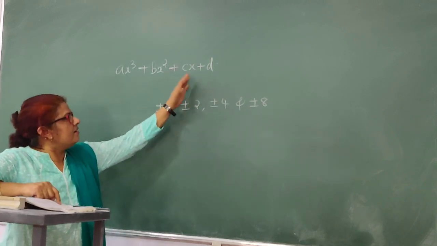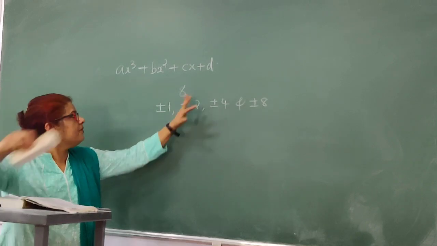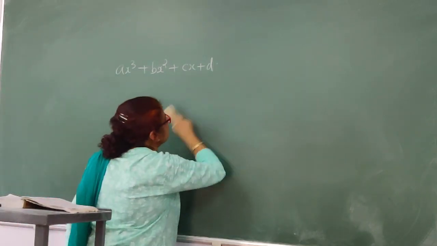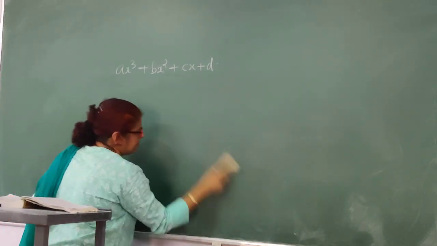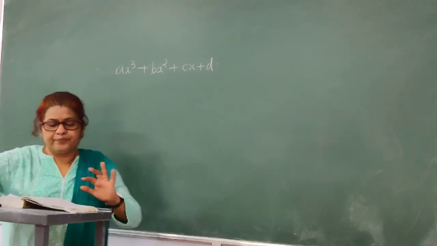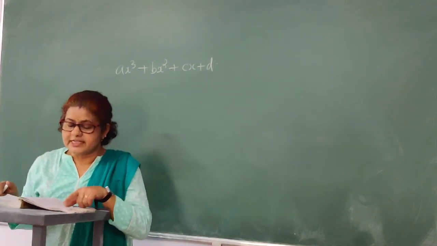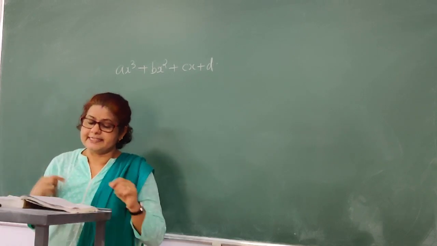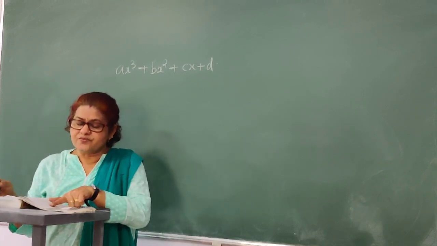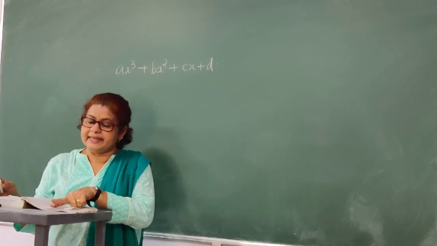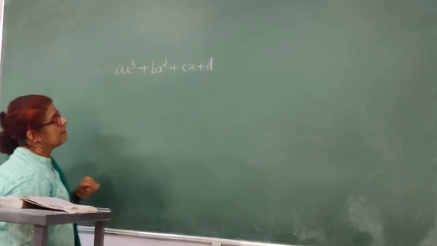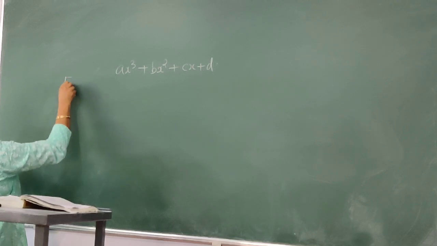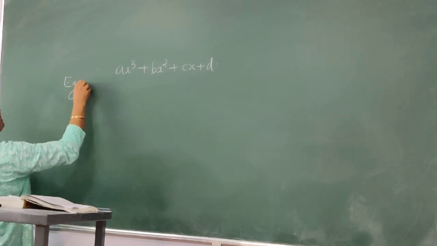Even this is not from the examination point of view. We will continue with the example questions. The first question is to verify that 3, minus 1 and minus 1 by 3 are the zeros. You are asked just to verify the given zeros.